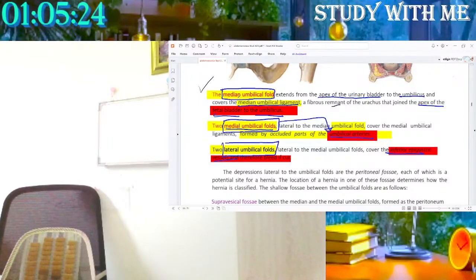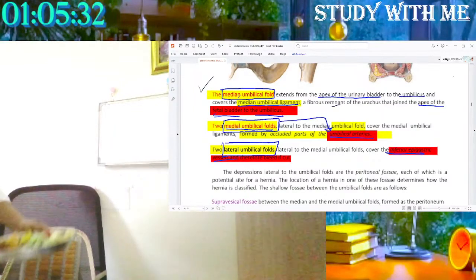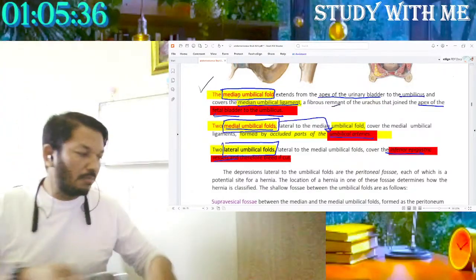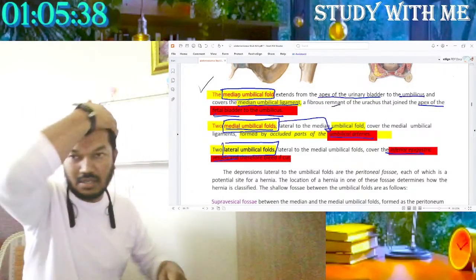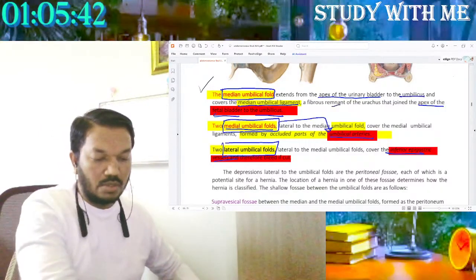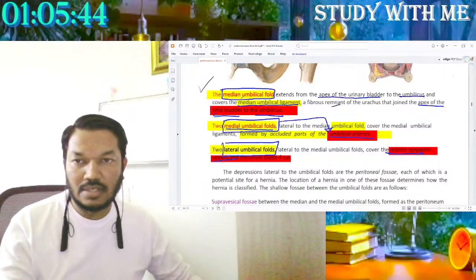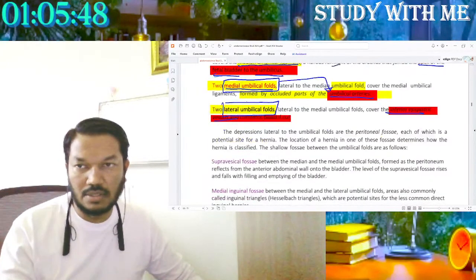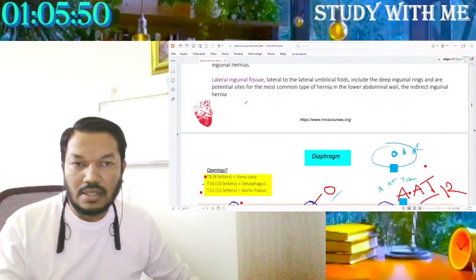Yes, that's why you need to be careful while dissecting this structure, because if the lateral umbilical fold gets injured, the inferior epigastric vessel will be hampered, and it bleeds a lot. So while doing any abdominal surgery, any dissection, this part has to be taken care of.